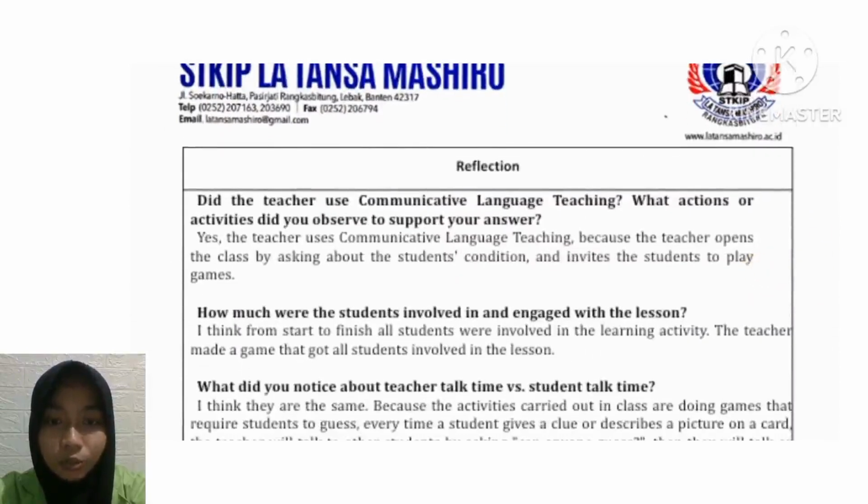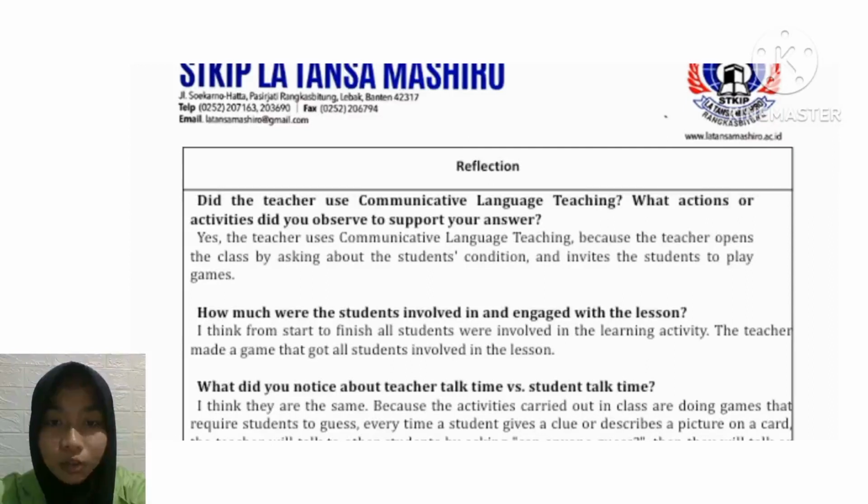How much were the students involved in and engaged with the lesson? I think from start to finish, all students were involved in the learning activity because the teacher made a game that got all students involved in the lesson.